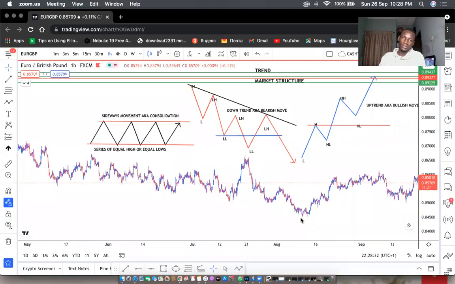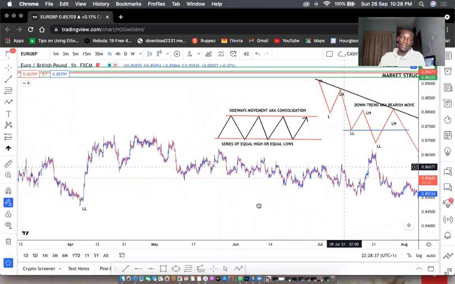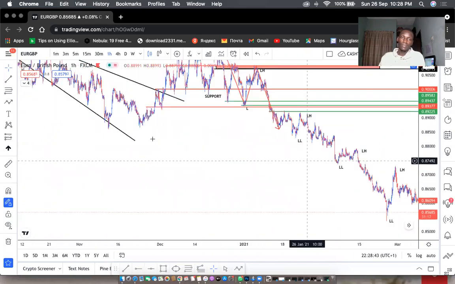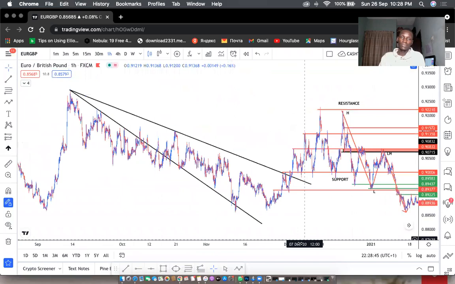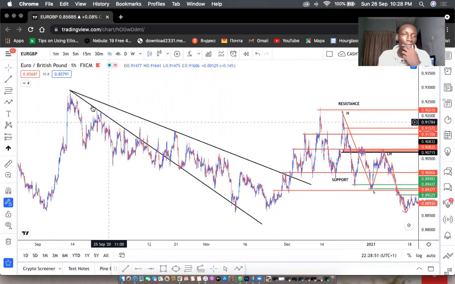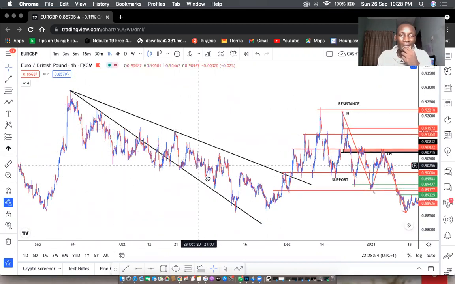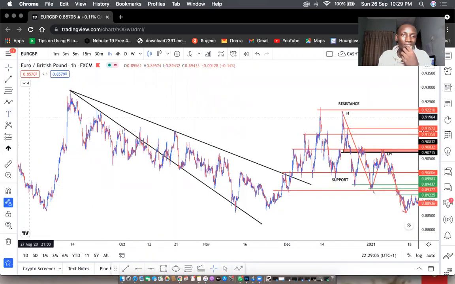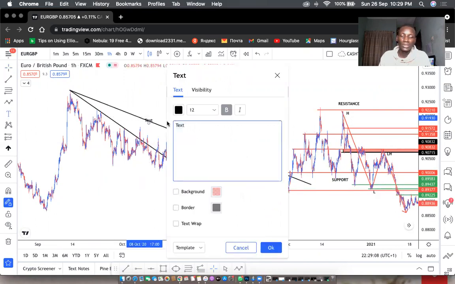Your highs and your lows, that's the market structure, while the trend is the uptrend or the downtrend. Now, listen. This is how I identified my trend. I connected 2 dots or more. So I can now call this a downtrend.